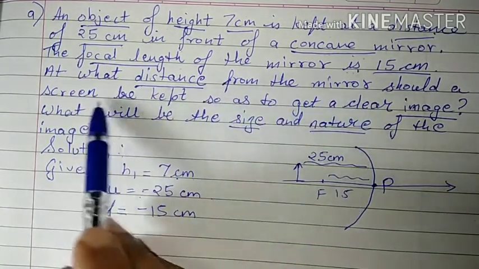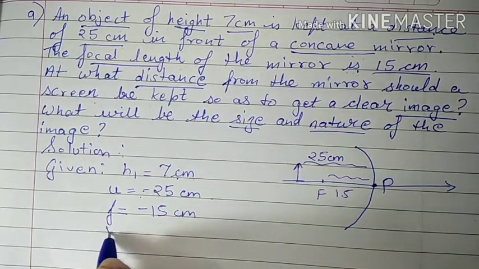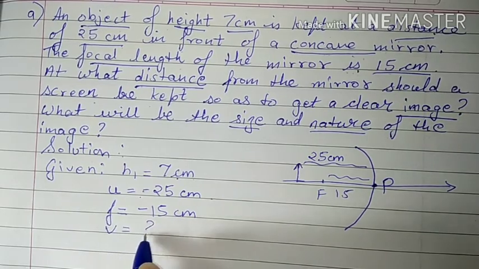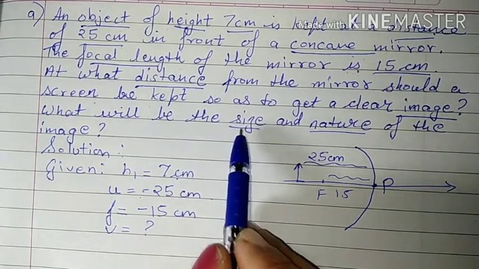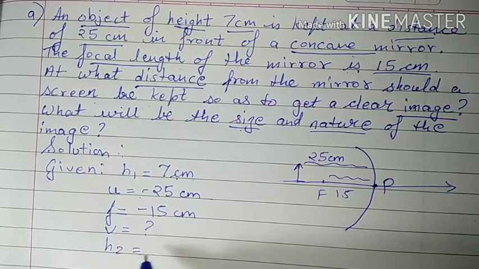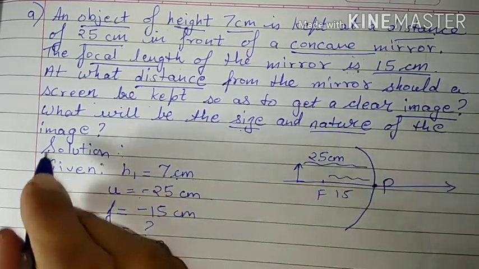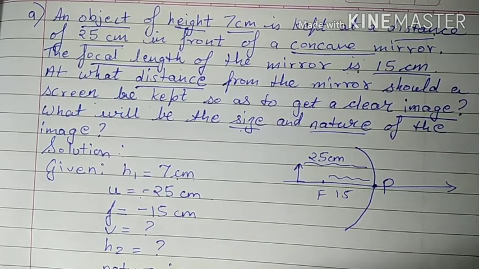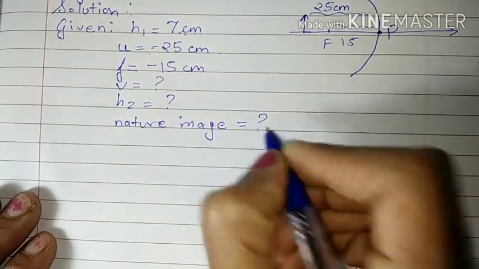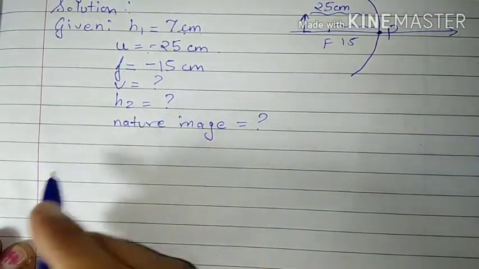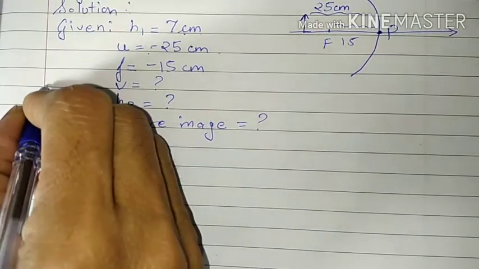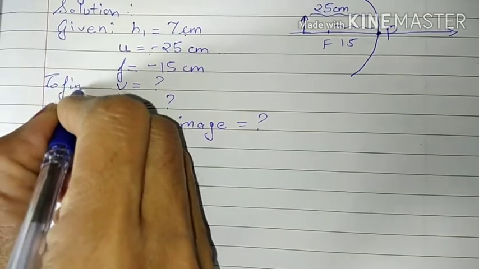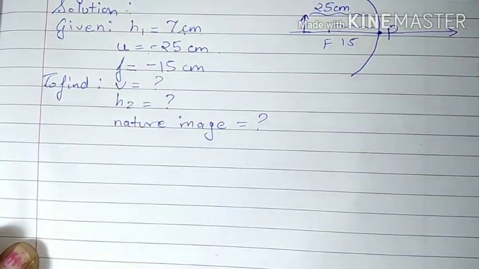At what distance from the mirror should a screen be kept? So we need to find out the image distance, which is denoted by V. You need the size of the image, H2, and you need to find the nature of the image. So you just write it down, nature of the image. This is given and this is what we need to find, so we'll mention that as well.